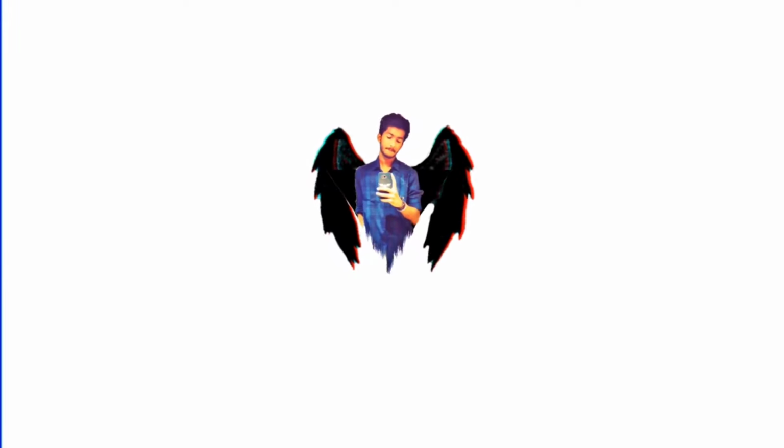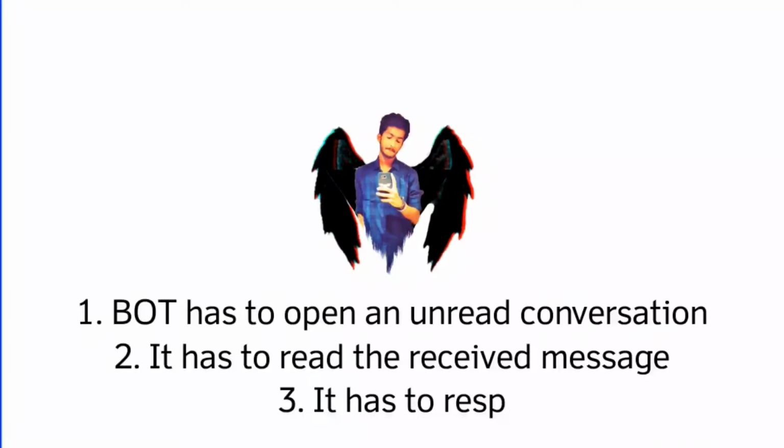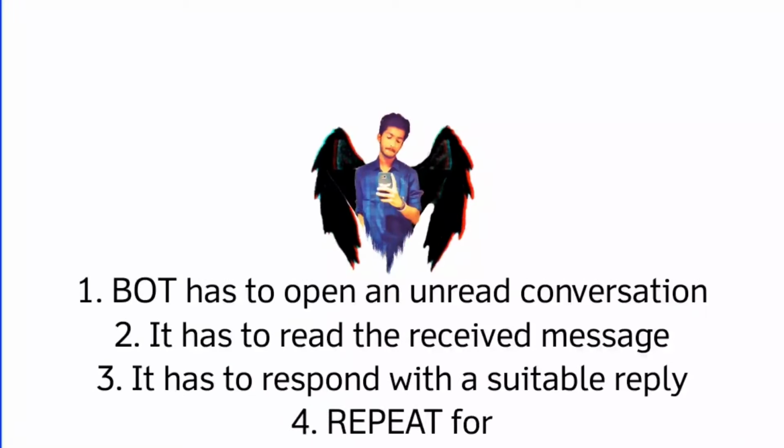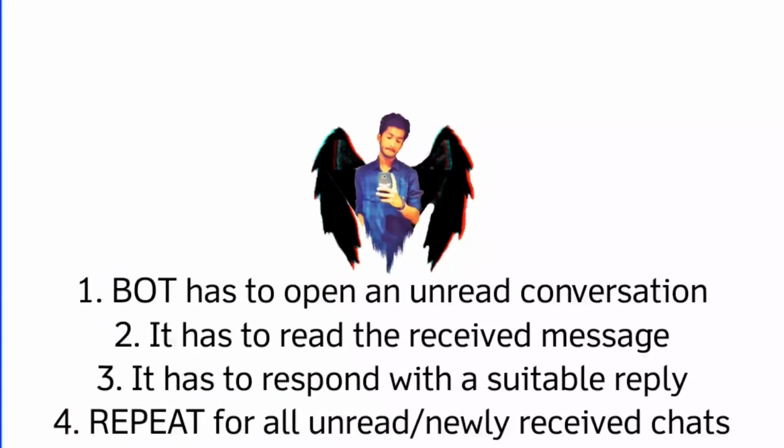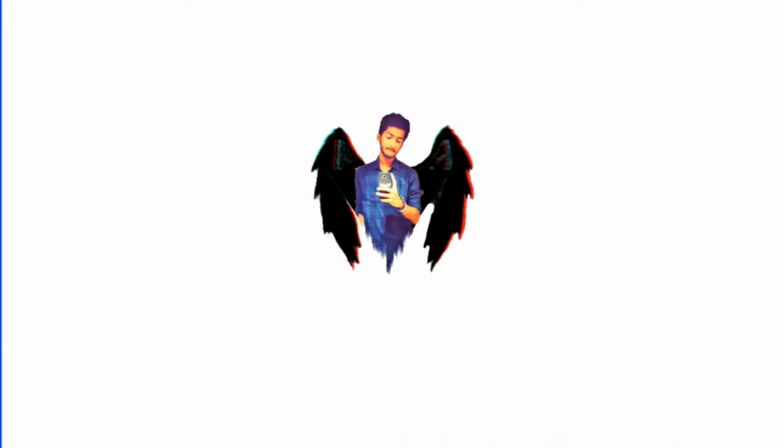Let's break down the process into 4 steps. Step 1. The bot has to open an unread conversation. Step 2. It has to read the received message. Step 3. It has to respond with a suitable reply which is programmed by us. Step 4. It has to repeat the same procedure for every new conversation and unread message. And yeah, obviously we don't want our bot to respond in the same way for every message.